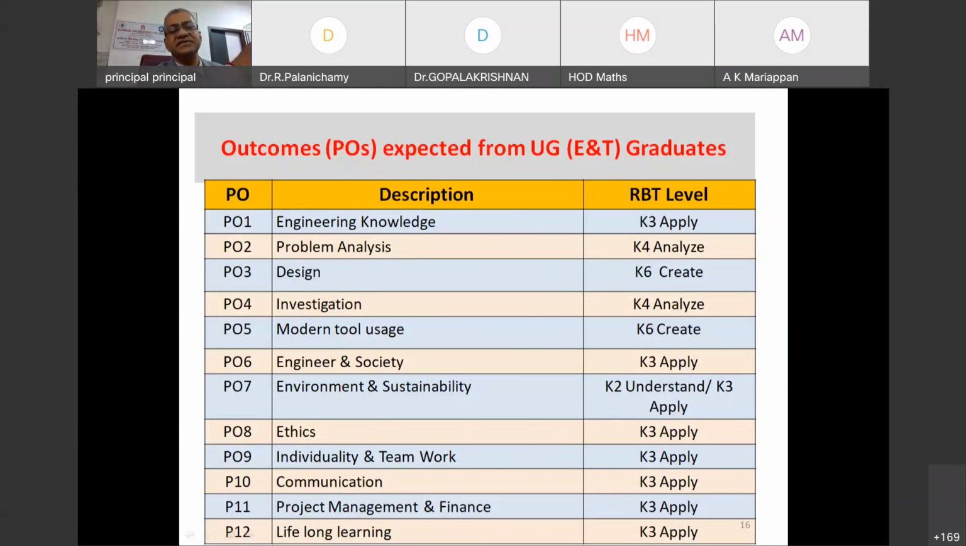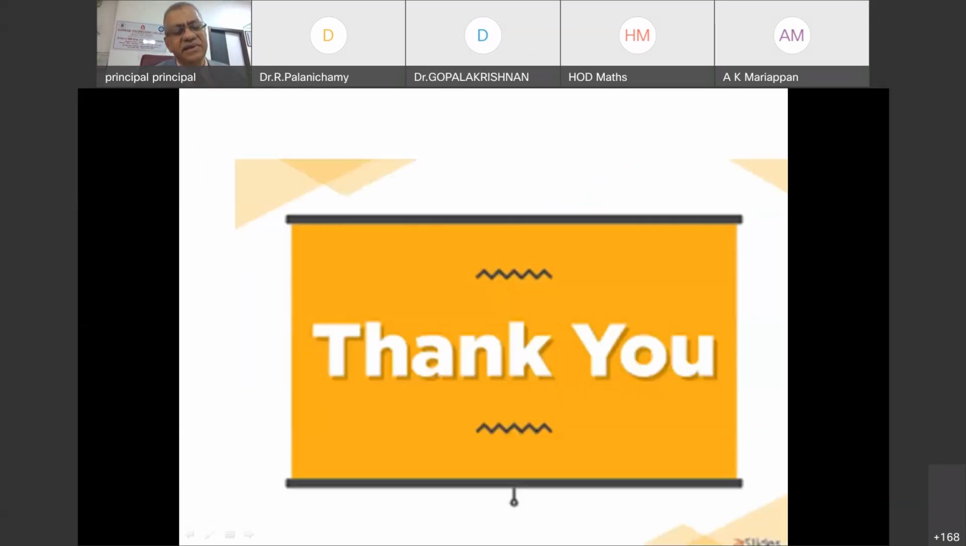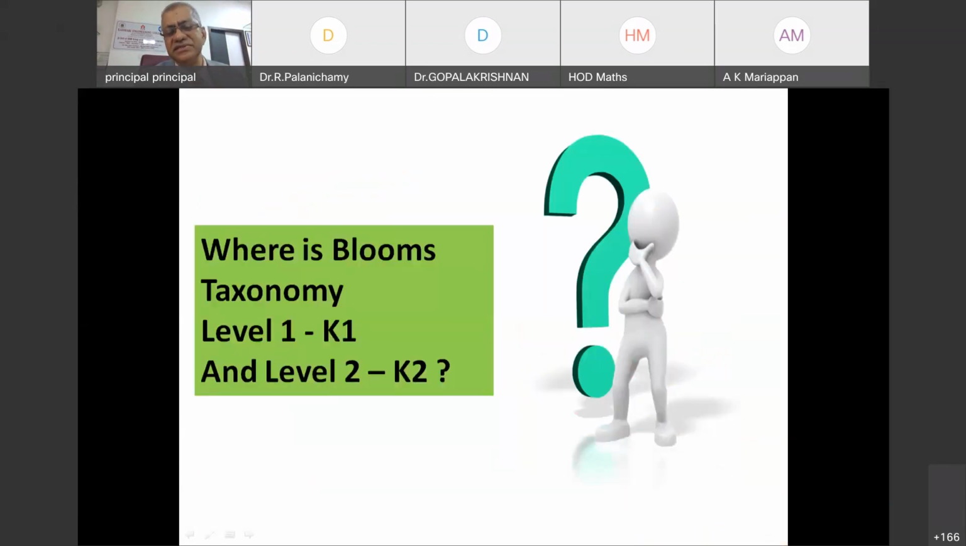Next slide, next slide, next slide. Two more slides. So the answer is no, it is not there. So avoid remember, understand, please, and those verbs that go with remember and understand.